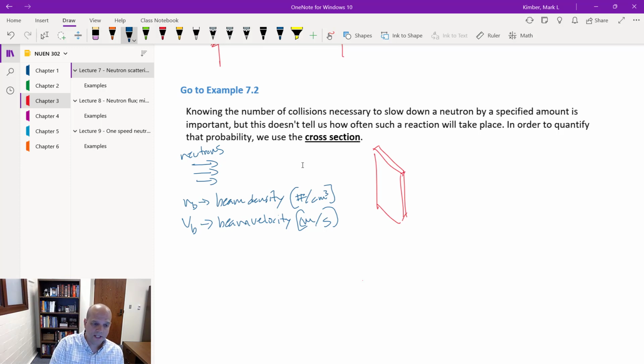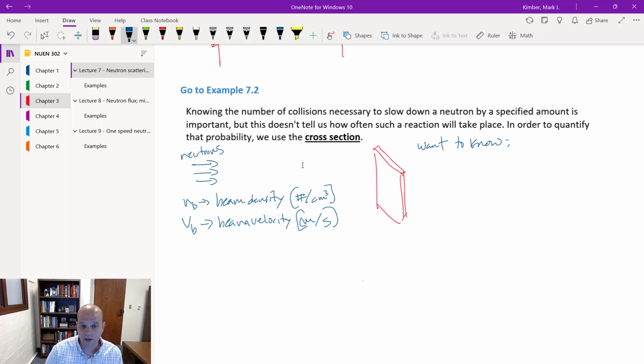If I take the beam density, multiply by my beam speed, then I get some number of neutrons per unit area per unit time. So it's how many neutrons are passing through every second over this unit cross-sectional area.